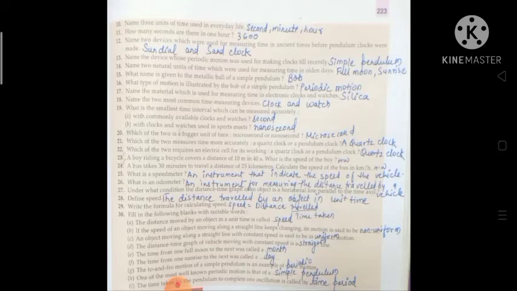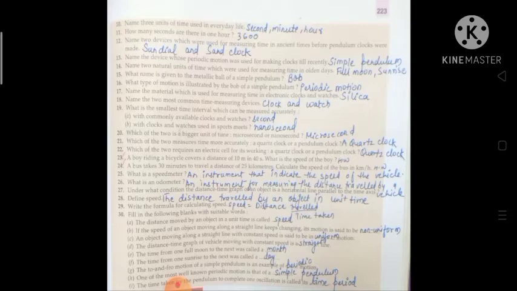3600 seconds. We know in 1 hour there are 60 minutes and in 1 minute there are 60 seconds. So we will multiply 60 into 60, then we will get 3600. Okay. Then 12th. Name two devices which were used for measuring time in ancient times before pendulum clocks were made. Answer is sundial and sand clock. You can also write water clock also. Right? Now 13th. Name the device whose periodic motion was used for making clocks till recently. Simple, pendulum. Then 14.